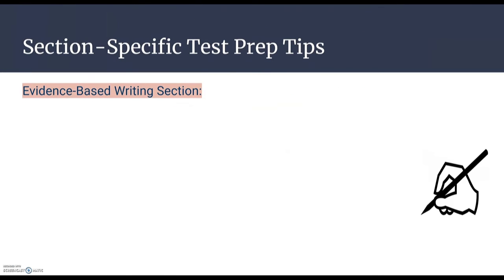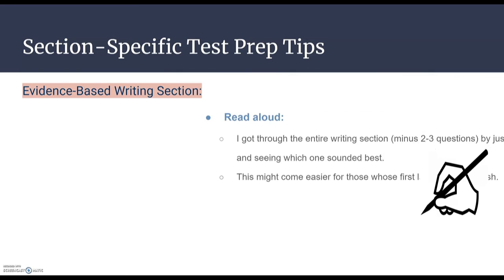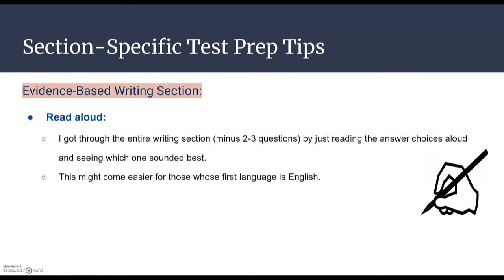So now let's talk about the evidence-based writing section. This is what I like to call the grammar section because it tests you on various grammar skills and some also comprehension-based grammar. So my first tip is to read aloud. If your native language is English, I would recommend you read aloud. Especially for the grammar skills questions, like punctuation, sentence structure, comma placement, those kinds of questions, you can read the question aloud and see which one sounds best, and that will be your answer.